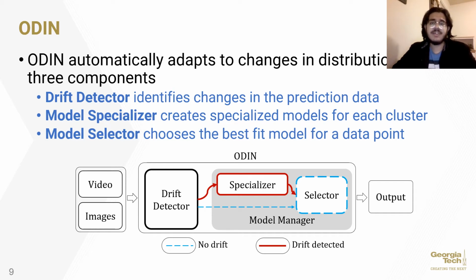Drift Detector identifies changes in the prediction data. Model Specializer creates specialized models for different clusters. Model Selector chooses the best possible model for a data point.